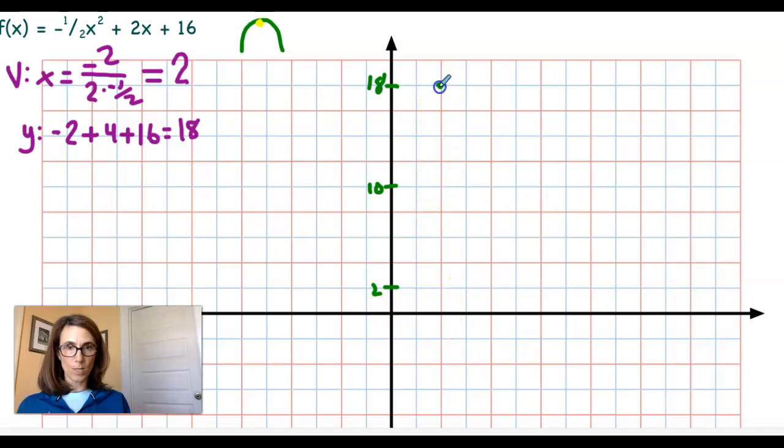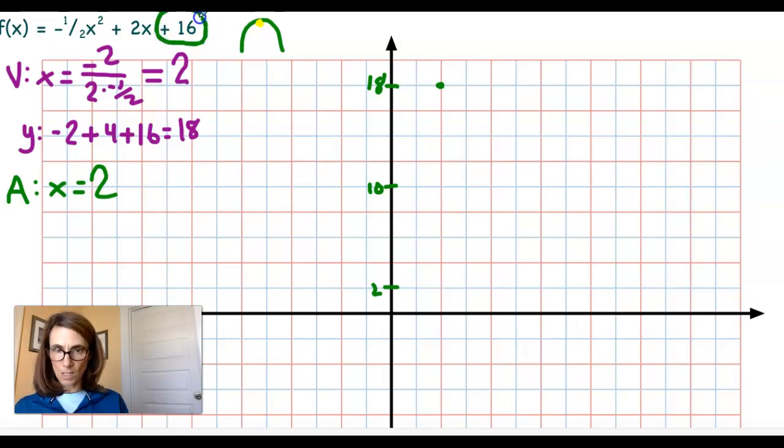So let's go ahead and plot our vertex. And that vertical line is our axis of symmetry. So our axis of symmetry is the line x equals 2. All right, and then we just need to find our y-intercept. And again, our y-intercept is going to be 16. So remember, we're counting by 2's, so this is our y-intercept.